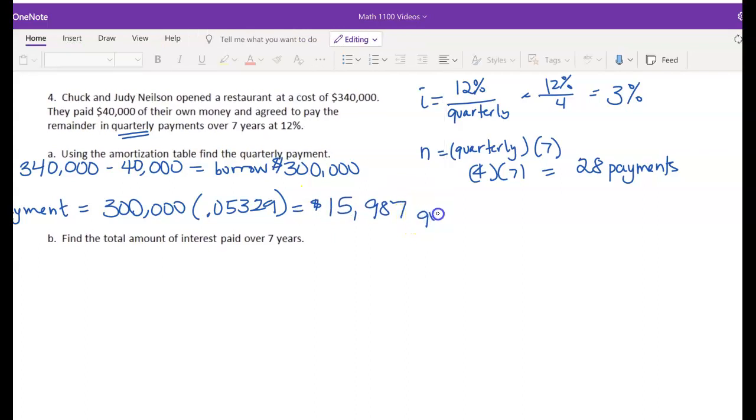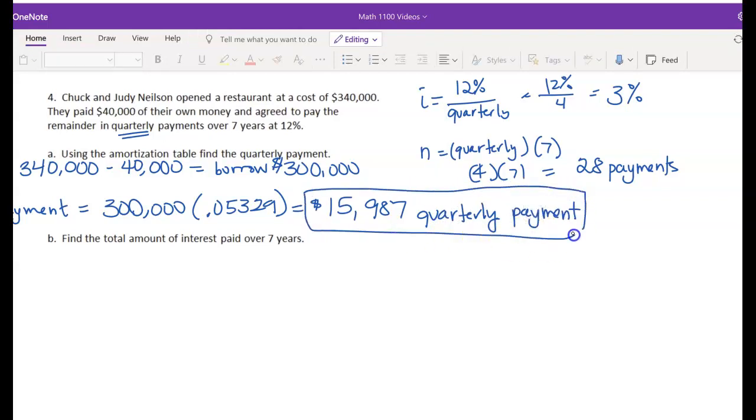$15,987. Remember, this is a quarterly payment, so they're only going to make 4 of them a year for 7 years. Okay, and it's got to be able to cover the amount that they borrowed, so it's going to have to be a pretty sizable payment. So that size of a payment makes sense in this particular case.